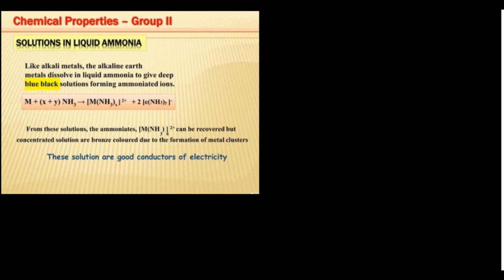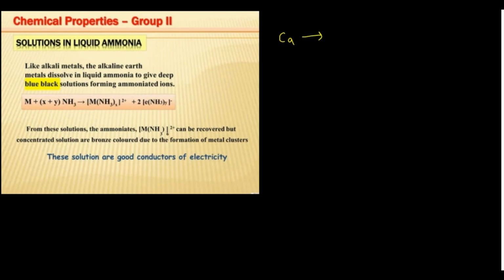From these solutions, the ammoniates can be recovered, but concentrated solutions are bronze colored due to the formation of metal clusters. This is something very important. Let's see what the reactions are, so you can understand the reaction sequence also. Say, for example, I have an alkaline earth metal, say calcium. I am writing the reaction in that manner. Instead of calcium, you can use magnesium or strontium also.